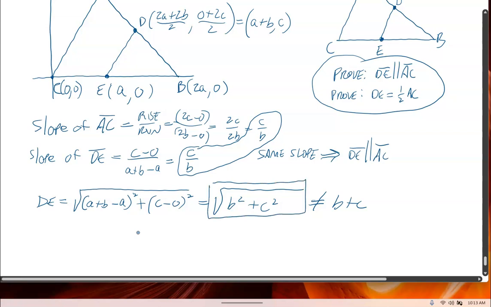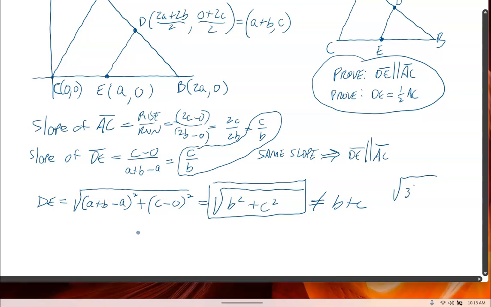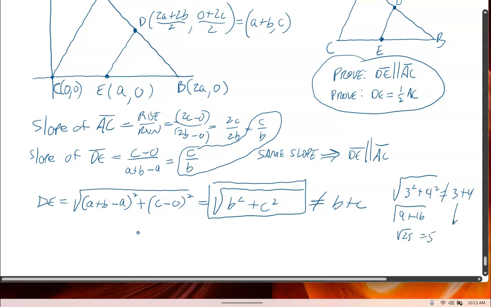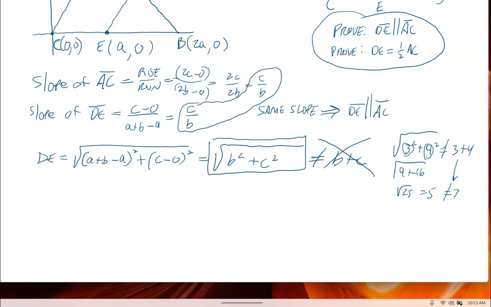The square root of b squared plus c squared is not b plus c. You can't do that. You can see an example, like if you did the square root of 3 squared plus 4 squared, that is not 3 plus 4, because if we do 3 squared, we get 9 plus 16. That's the square root of 25, which we know is 5, but 3 plus 4 is 7. Those are not equal. So it's not correct to take the square root of each of these individually. You have to add them before you take the square root. So this is not correct. Don't make that mistake of thinking that the square root of b squared plus c squared is equal to b plus c, because the only time that would be true is if b or c was 0.